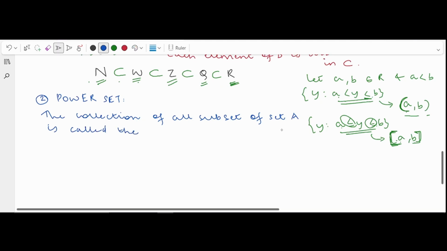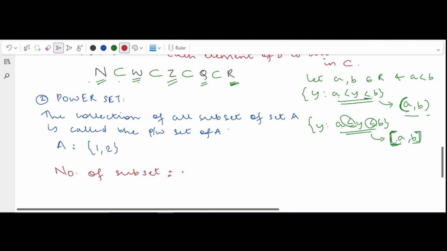The power set of A. Okay, let's say we are given A as 1 and 2. Find the number of subsets. So number of subsets. Okay, this is something important.